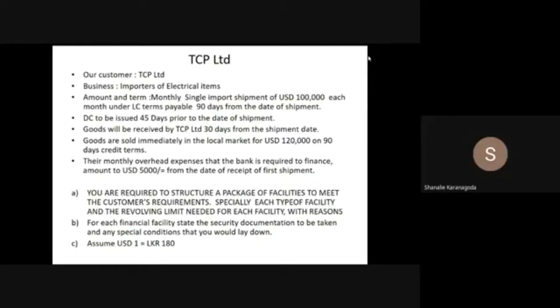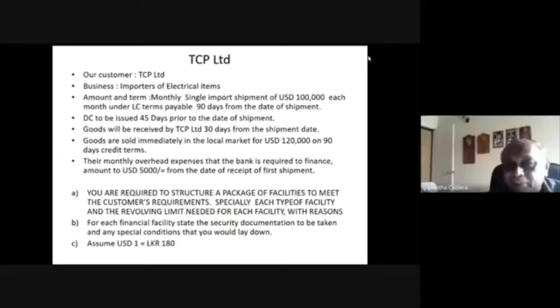3 months. From the shipment date? 1 month. Again, 1 month. Goods will be received by TCP Limited 30 days from the shipment date.